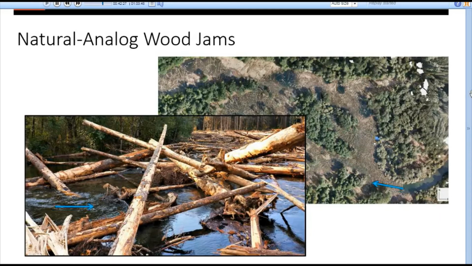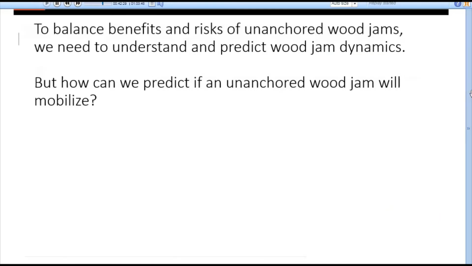So this brings me back to that point I made earlier in the talk, that we need to balance the risks and benefits of putting wood in rivers. We can't just put wood in rivers and expect it to do what we want, especially if we're not securely anchoring it to the bed. So the question then becomes, how can we predict if these unanchored jams will mobilize downstream? I want to go over our current tools that we can use to do this.